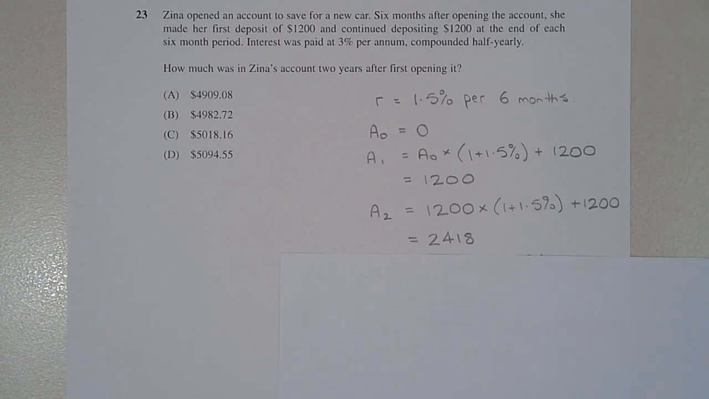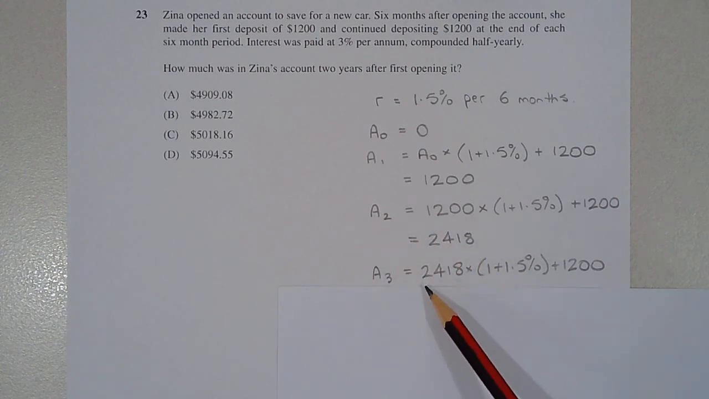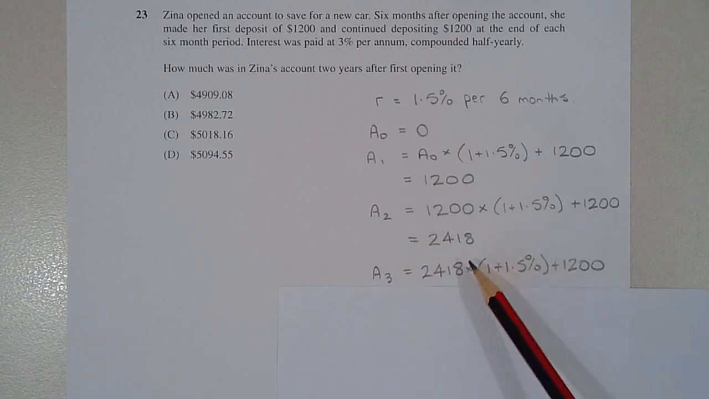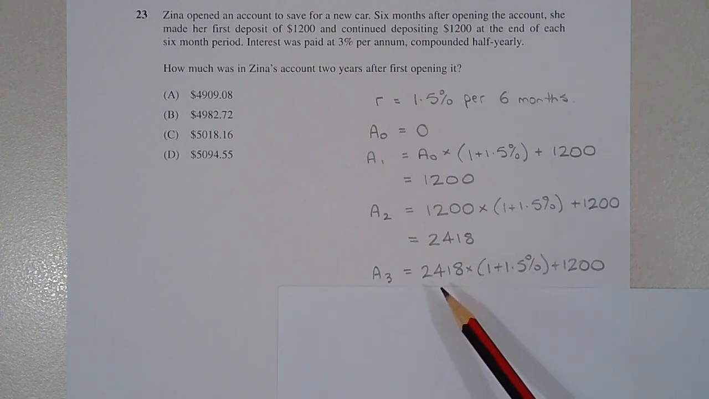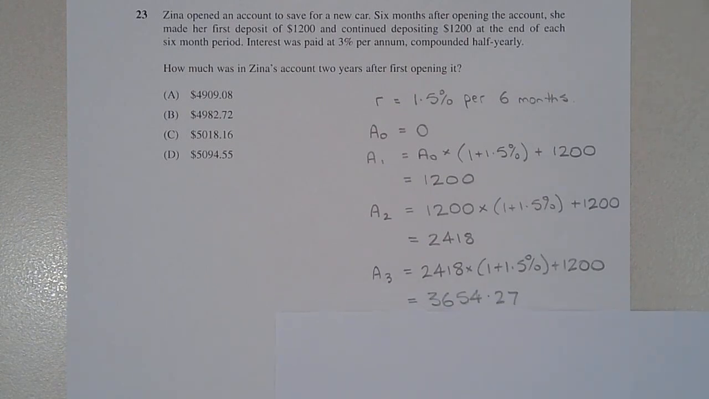Let's repeat this again. So at the end of 18 months, so the third compounding period, A3, we take whatever she has at the end of A2, so 2,418. We're going to increase that by 1.5%, so we're going to multiply 2,418 by 1 plus 1.5%, and then we're going to add on another $1,200 because she deposits another $1,200 at the end of that compounding period. And we get $3,654.27.